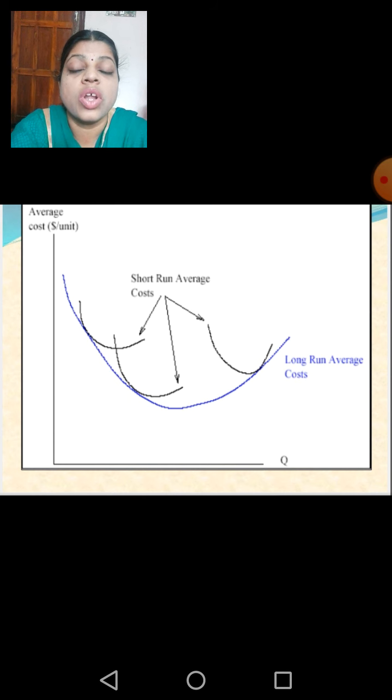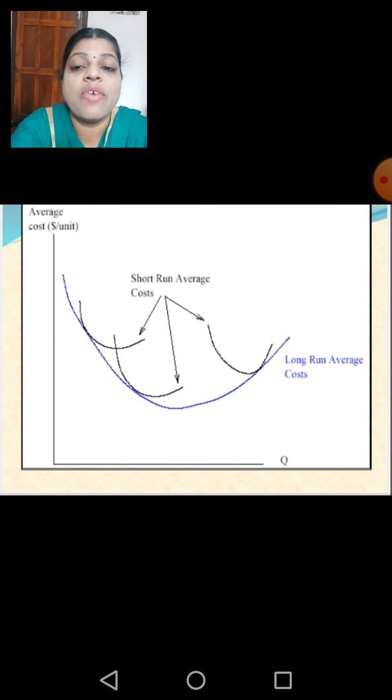What are the short run average costs? Yes, the average cost that we have derived in the short run period. First, we have to plot such curves in the graph. And after, what are all the average cost curves that we have? Through those numerical representations we have to draw the average cost curves in the graph, and then we have to join the tangent points of the average cost curves.